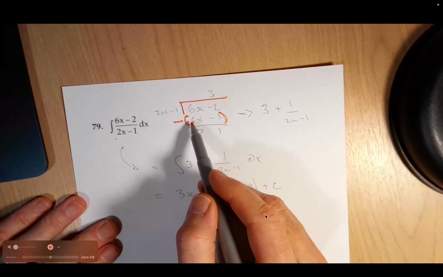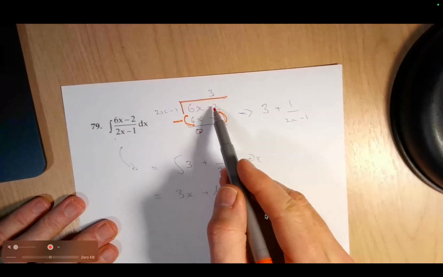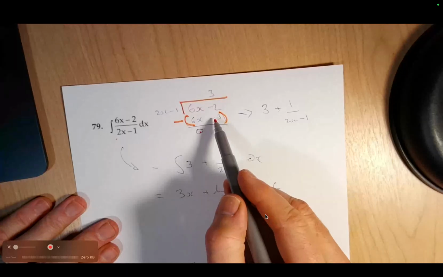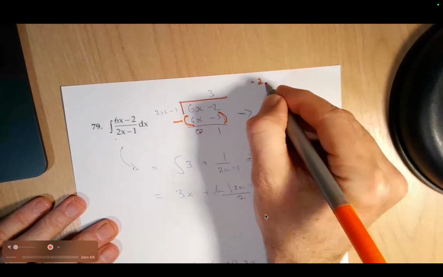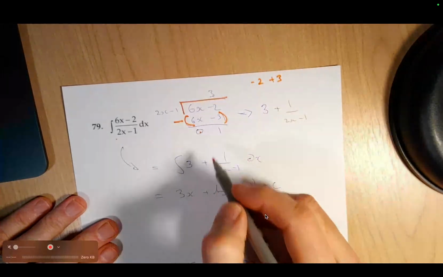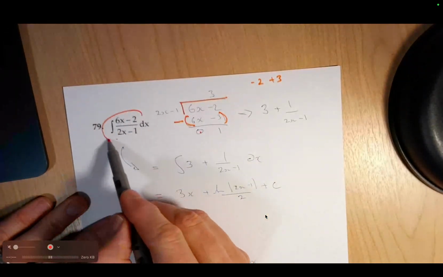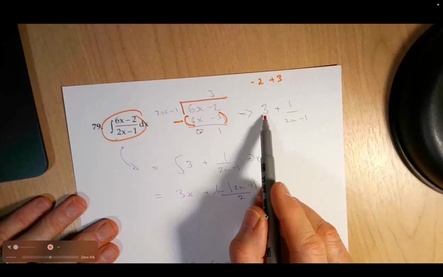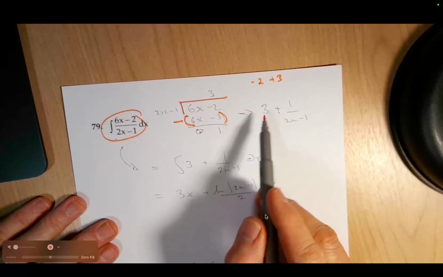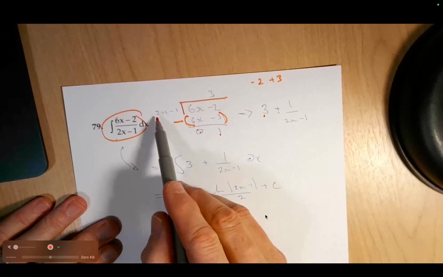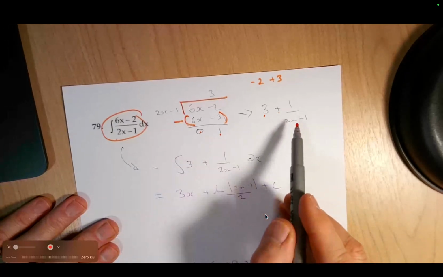So 6x minus 6x is gone. Minus 2 minus negative 3, so that's going to be negative 2 plus 3, which is plus 1. So there we have it. So this expression here can be rewritten as 3 plus, and the remainder is 1 over 2x minus 1.